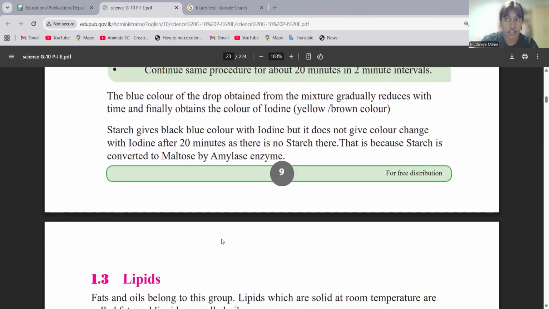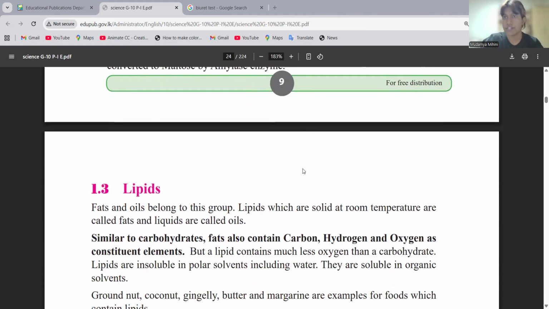And the reason starch is not there is that this starch is going to be converted into maltose. You can see this enzyme amylase is the part catalyzing this reaction. So, as I said, no starch remaining means that starch has been catalyzed to form maltose, and this is done by the amylase enzyme.